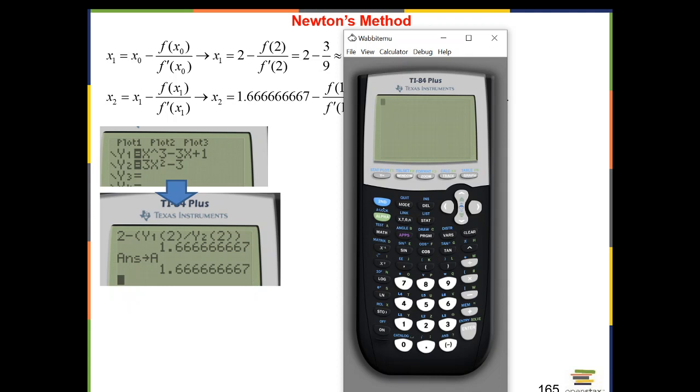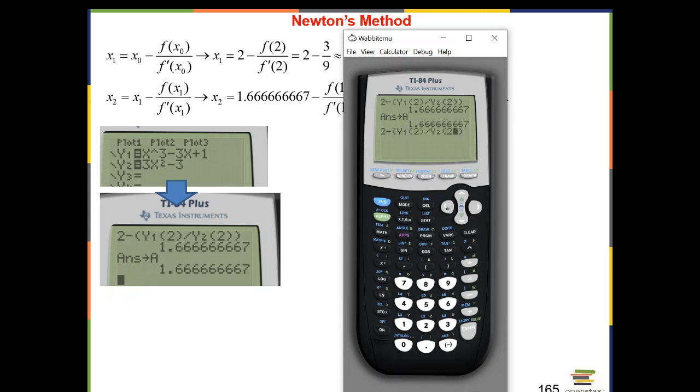Let me get the answer one more time. So I'm going to store it right here. You see, store in the letter A. So letter A is right here, Alpha A. There. And press enter. Right? So now I'm going to use A. I'm going to do the same thing here. I'm going to bring the second entry back.